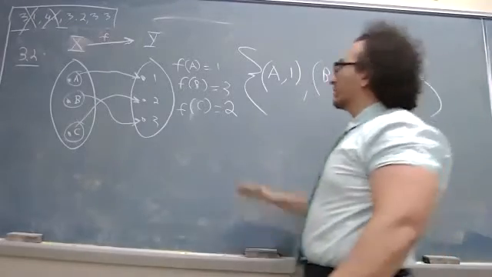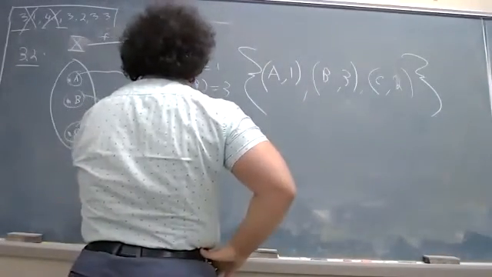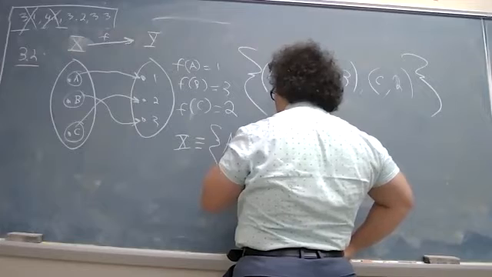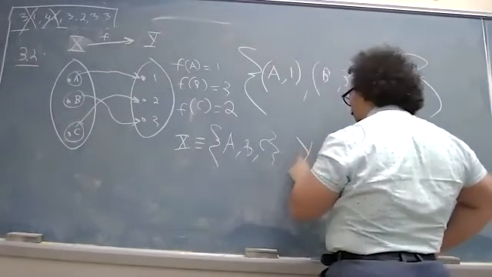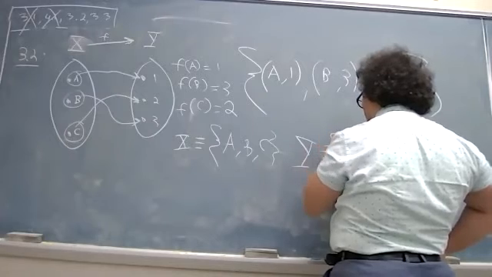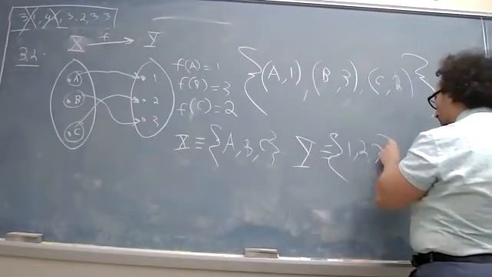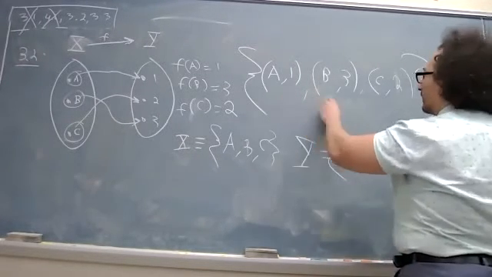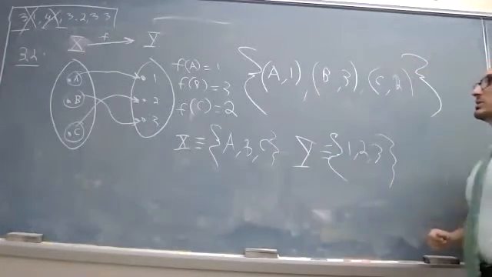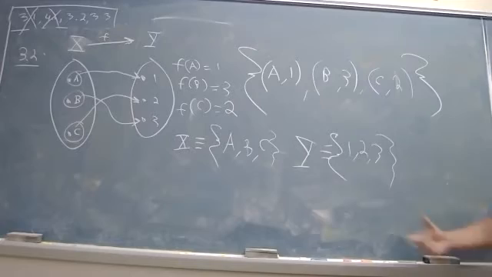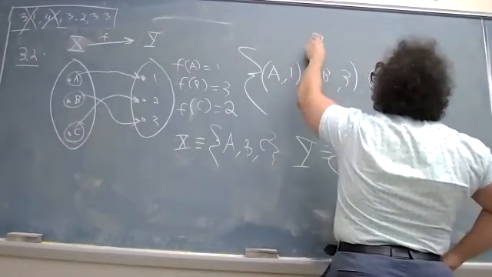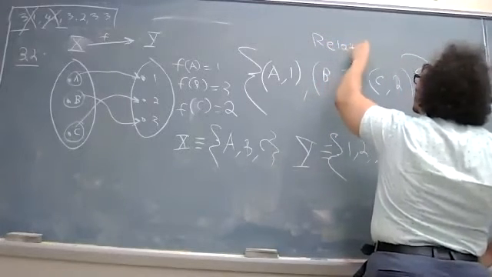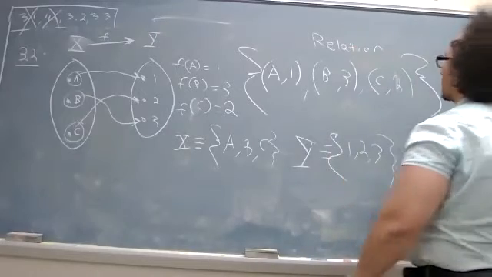Notice that all these are sets that we're talking about. There's one set, capital X, defined as the set of all A, B, C. Then there's another set, capital Y, defined as the set of all 1, 2, 3. So we've created a map between X and Y. And that map is this set. We call this set, which is a set of pairings, a relation.